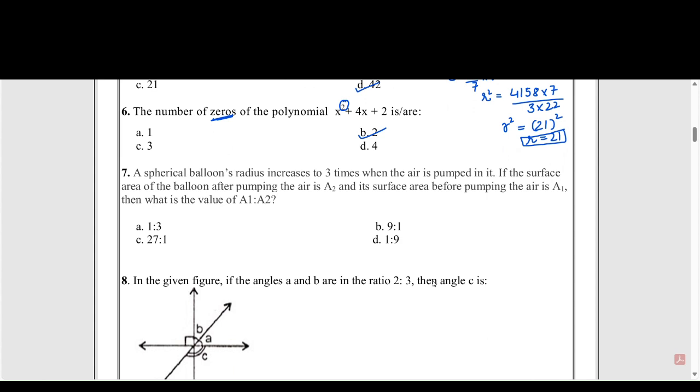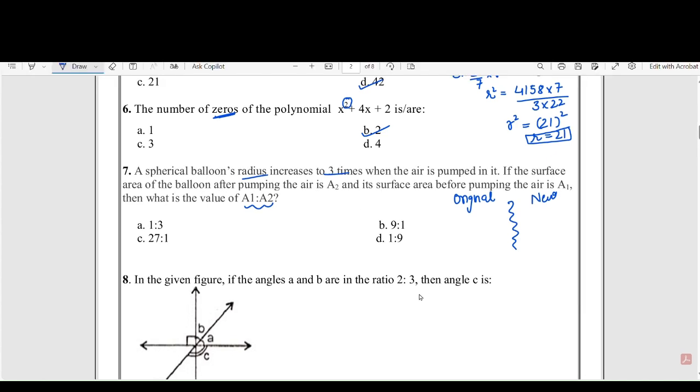Now, spherical balloon. Radius increases. When we have two things, we usually solve such questions with the help of partition. This is your original, and other one is your new surface area. Surface area of spherical balloon. Surface area is 4 pi r square. Whenever we need to find the ratio, we don't replace pi value because it gets cancelled later on.